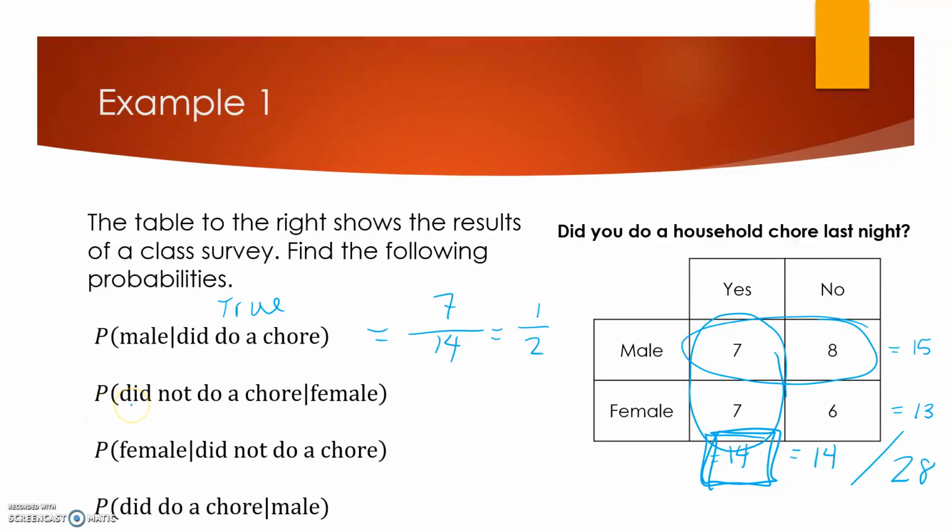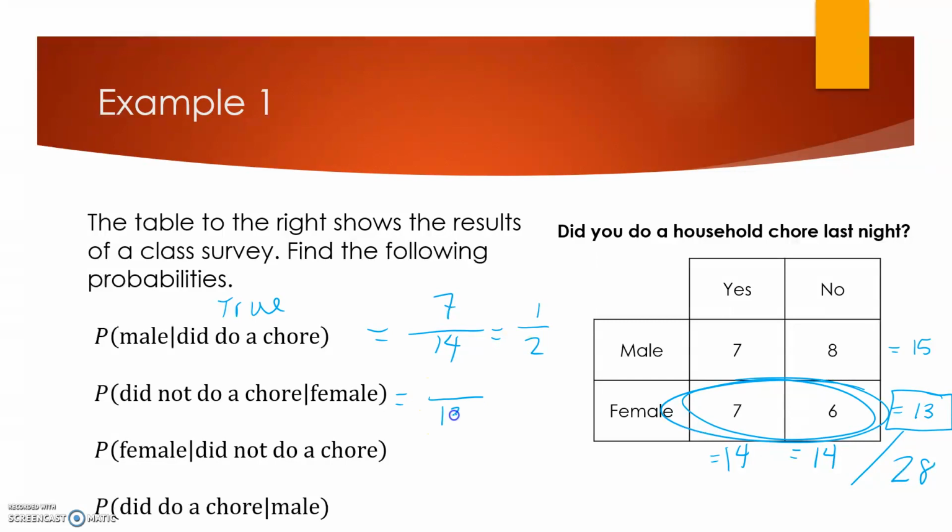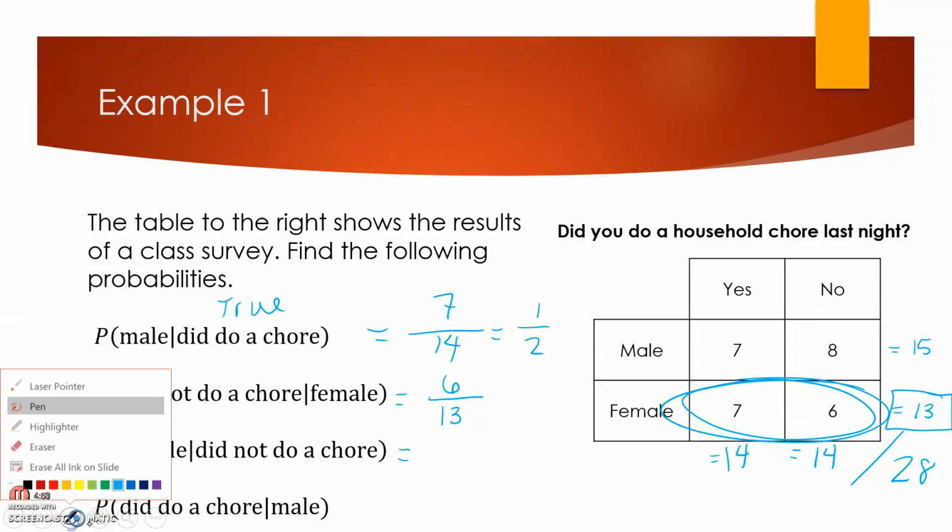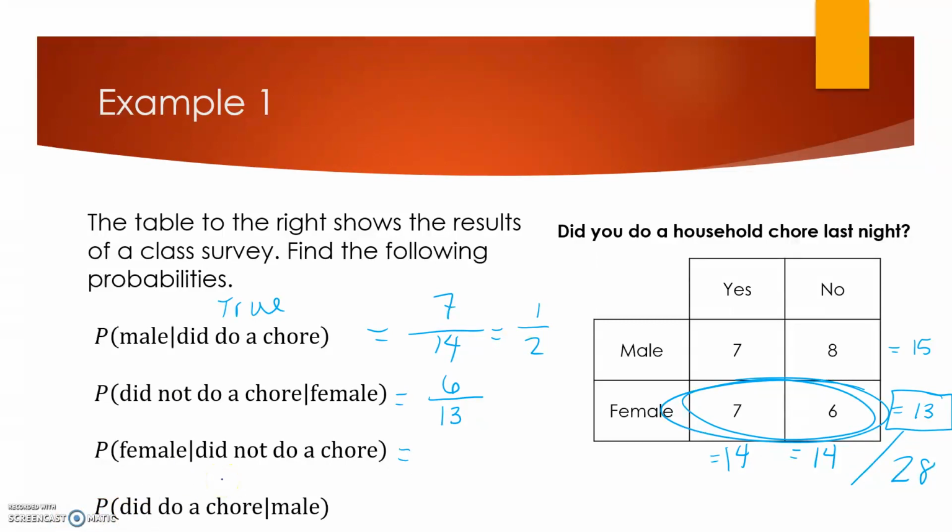If I said, what's the probability that the person did not do a chore given that they are female? So looking at this row right here, I know that they're female, that this is true. What's the probability that they did not do a chore? Out of 13 possible females, only 6 said no, so it would be 6 out of 13. But that can't simplify, so that would be our final answer. What's the probability that the person is female given that they did not do a chore?